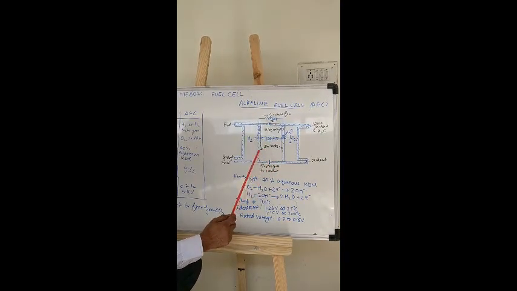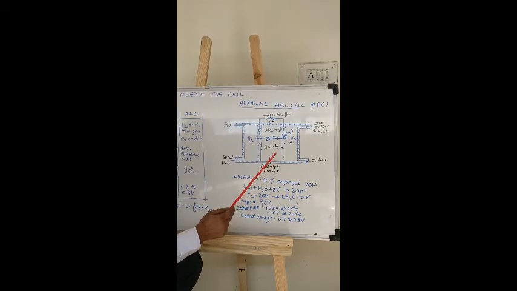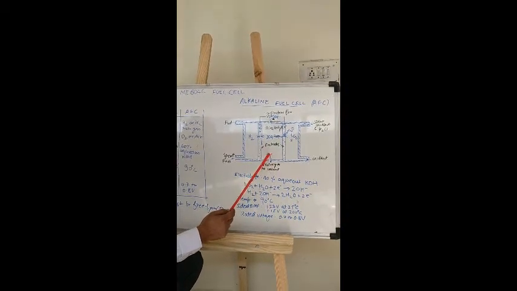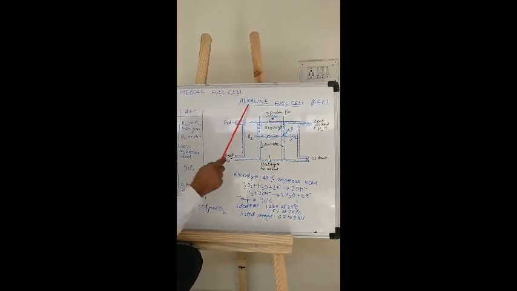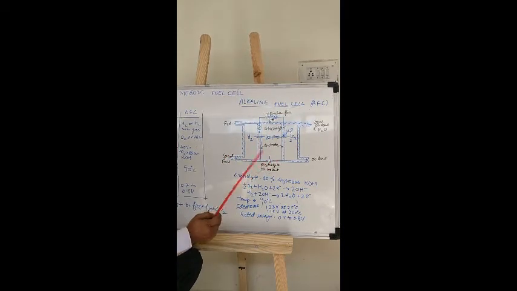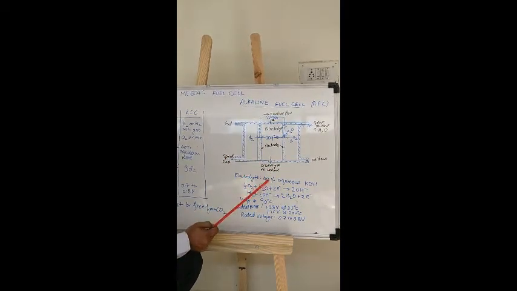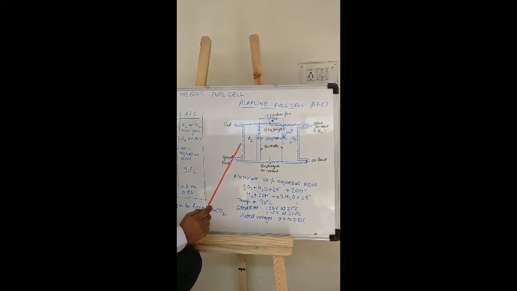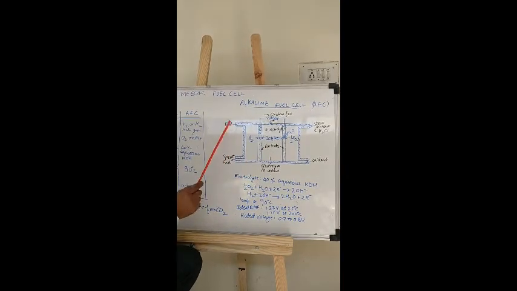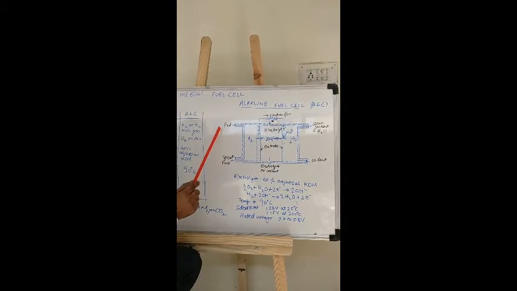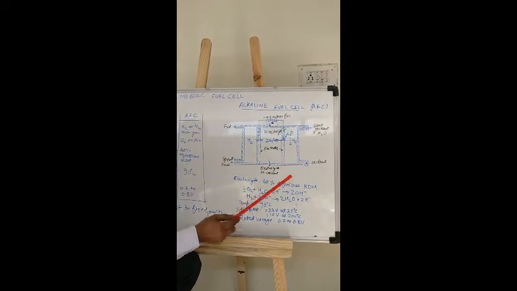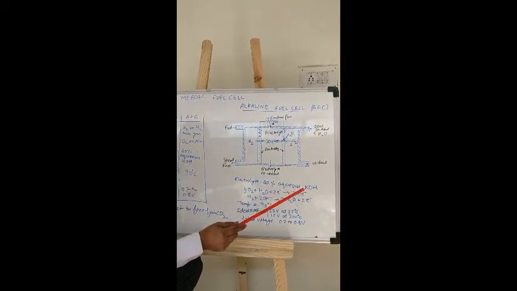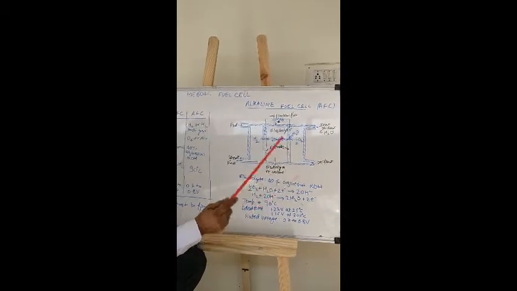So these two electrodes are porous, and with the electrolyte, which in the case of alkaline fuel cell is aqueous KOH, 40% aqueous KOH is filled between these two electrodes. From one side we supply the fuel. The fuel is generally hydrogen or hydrogen-rich gas, and from other side we supply the oxidant. Oxidant can be pure oxygen, it can be air also.